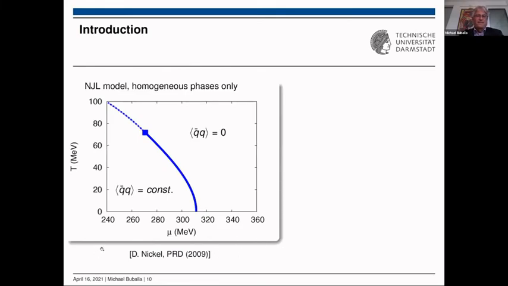And so this is part of the phase diagram, how it looks if you allow only for homogeneous phases. So the calculation has been performed in the chiral limit. So here we have a first order phase transition, and then there's a tricritical point, and then it turns into a second order phase transition in the chiral limit. And you have these two phases. But if you now allow for an inhomogeneous phase, so where the condensates are allowed to vary in space, actually the first order phase boundary is completely covered by this inhomogeneous phase here.